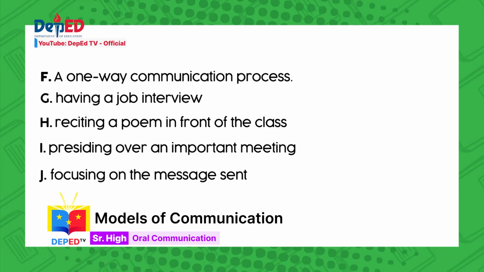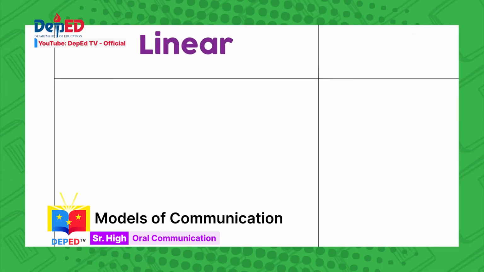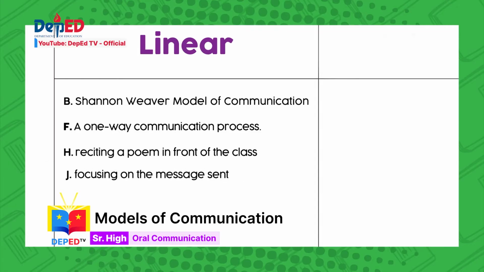Let's check. For column A, under linear model, we have letter B. Shannon-Weaver model of communication. Letter F. A one-way communication process. Letter H. Reciting a poem in class. And letter J. Focusing on message sent. Clearly, no feedback is required in all of these concepts.